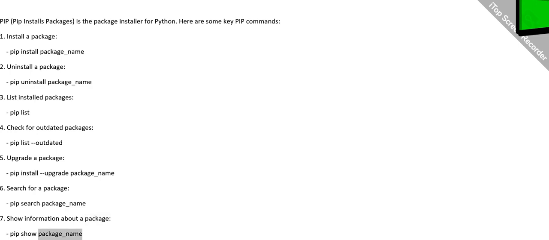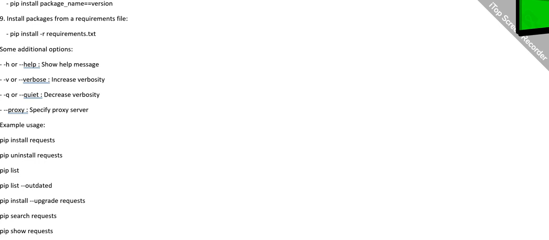pip show package_name. 8. Install a specific version of a package: pip install package_name==version. 9. Install packages from a requirements file: pip install -r requirements.txt. Some additional options: -h or --help, show help message.